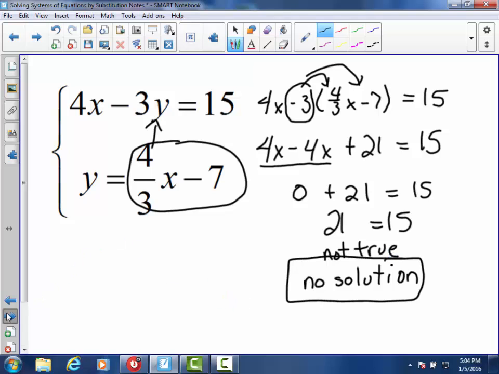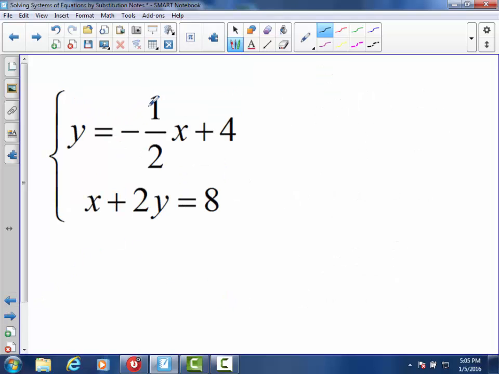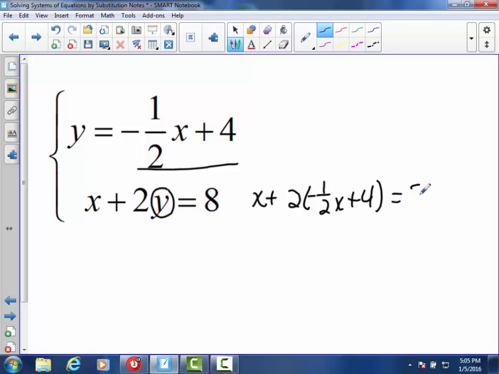All right, let's look at one more. y equals -1/2 x plus 4, x plus 2y equals 8. Again, this one's already solved for y, so I'm going to replace this y here with the -1/2 x plus 4. So I'm going to write x plus 2 times (-1/2 x plus 4), close parentheses, equals 8. So I'm going to take my positive 2 and distribute it to everything on the inside.